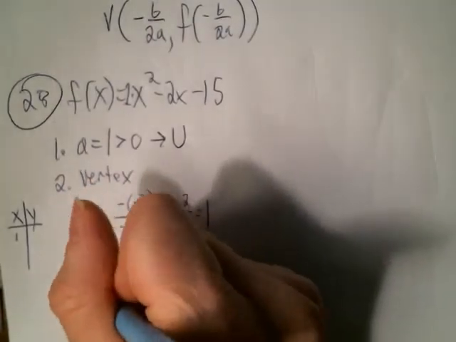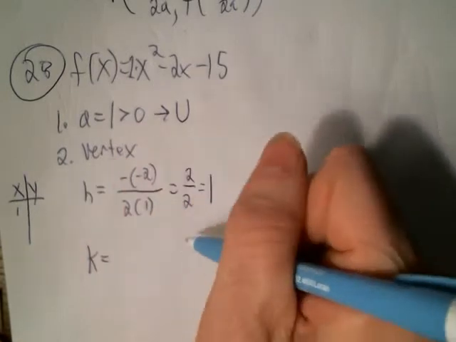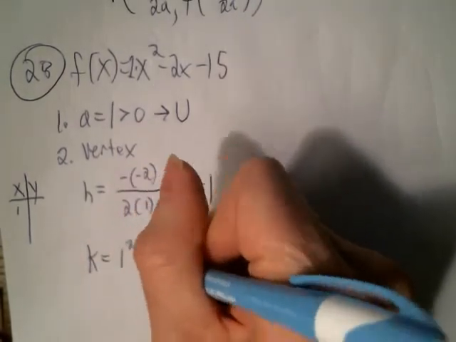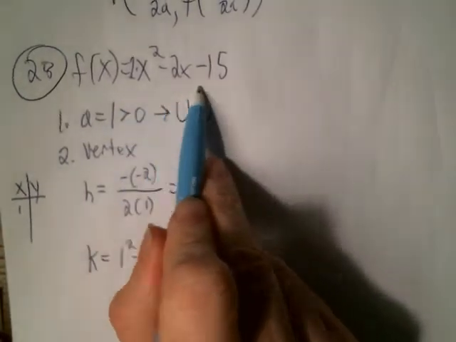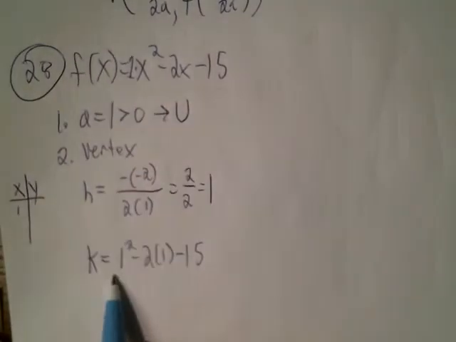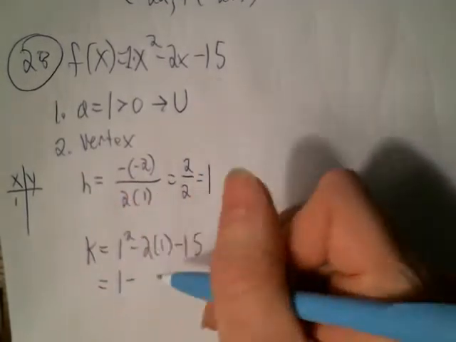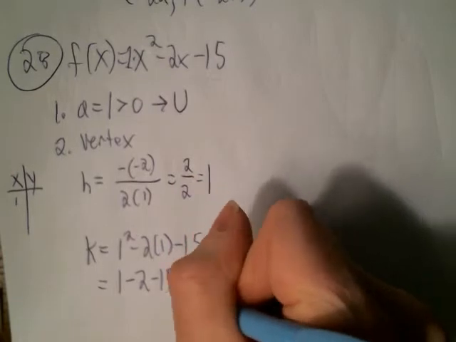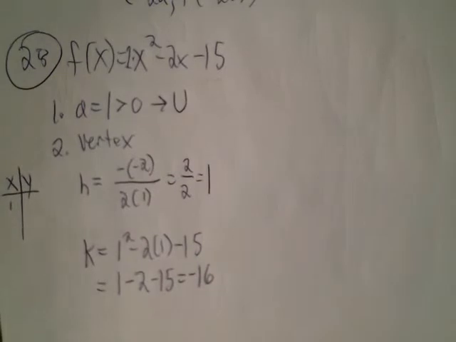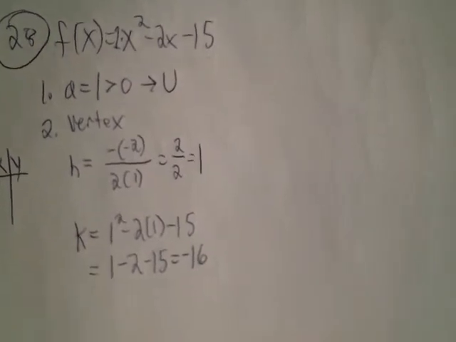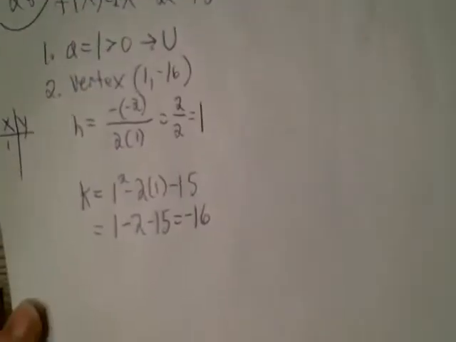Okay, so the y value, which we call k, will be 1 squared minus 2 times 1 minus 15. Literally, it's this equation where I go. And then 1 squared is 1, minus 2 times 1 is 2, minus 15. 1 minus 2 is negative 1, minus 15 is negative 16. Okay, so our vertex is 1 comma negative 16.